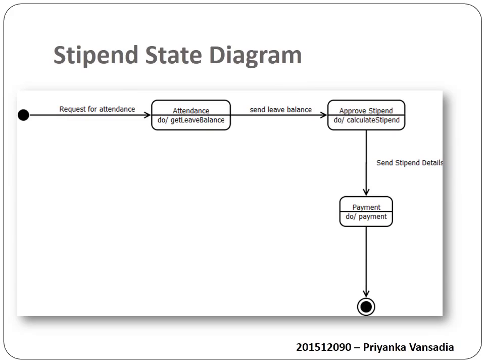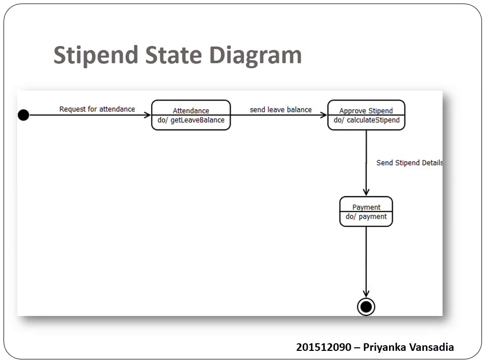This is the stipend state diagram. The process starts with the request to get attendance, and the system enters the attendance state. In the attendance state, the TA's leave balance is taken from the database and those details are forwarded to the approved stipend state, and the system enters the approved stipend state.